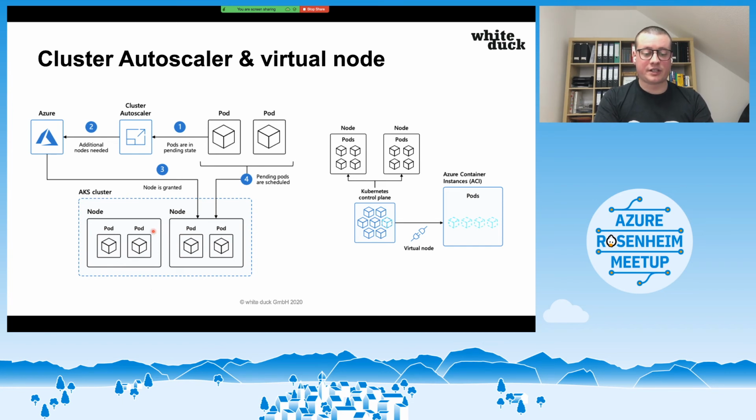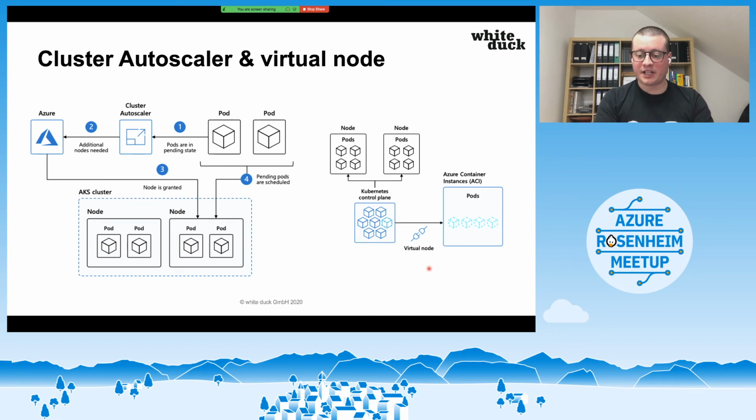So as I already mentioned, this option, the cluster autoscaler, is used to create new virtual machines and put them in the scale set of the node pool, which is pretty nice, but might not be enough if you need to scale out pretty fast. So if you need to scale out in seconds and not minutes, you might need to think about another solution. And this is the virtual node based on Azure Container Instances.